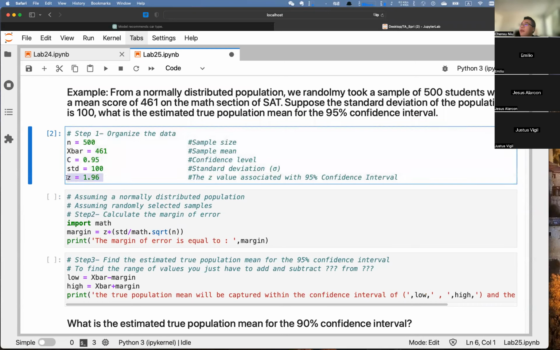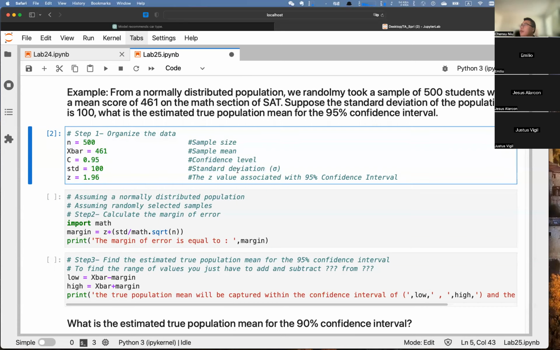If you are not familiar with the Z value, you can just Google it and learn. It's only related to this confidence level, so it is determined by the confidence level. So for now, we have four different variables: sample size, mean value, confidence level, and standard deviation.